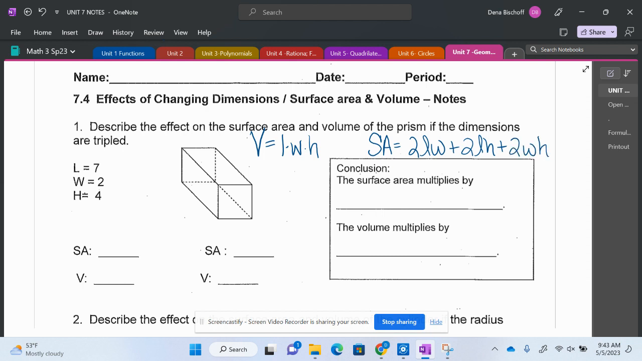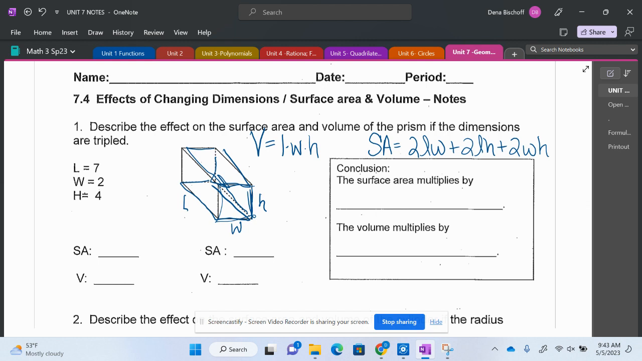Because if this is the height, this is your width, and this is your length, you have a bottom and a top. You have to find the area of that, plus a height and a length, plus the height and the width. That's where those come from, okay? So all you're doing is putting that into your calculator.